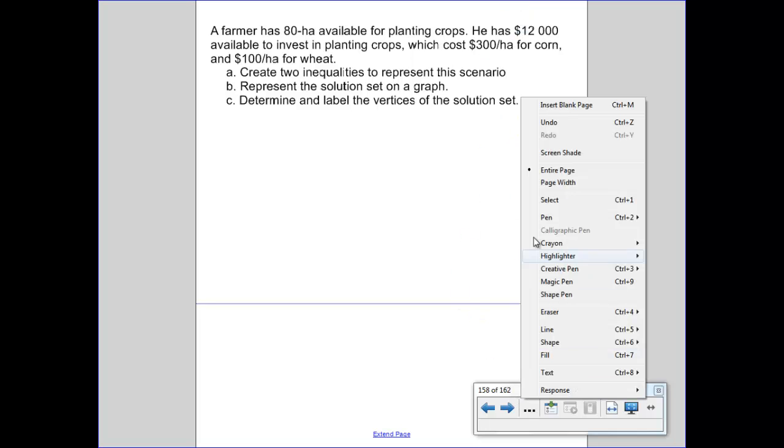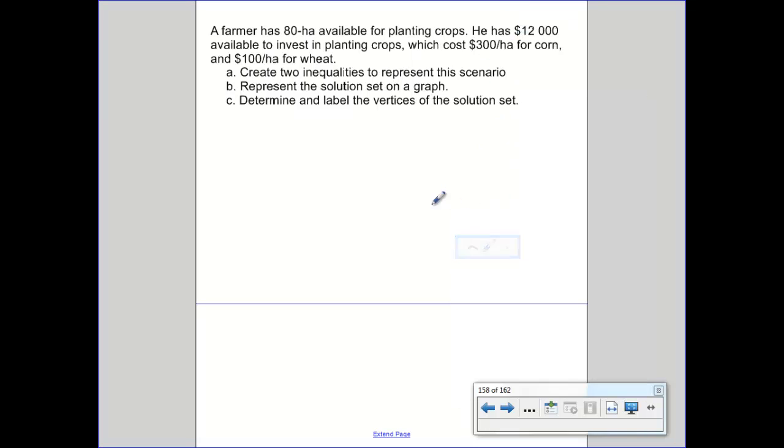So let's start solving this though. First thing you want to do is label your variables as x and y. So let's have x be how much corn you plant, and y be how much wheat you plant.